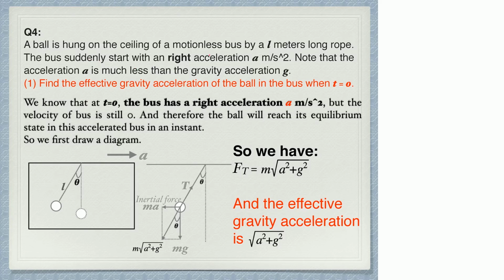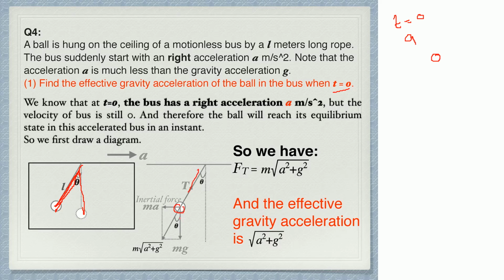First of all, we have to find the effective gravity acceleration of the ball in the bus at t equal to 0. At t equal to 0, the bus has a rightward acceleration a, but the velocity of the bus is still 0. Therefore, the ball will reach its equilibrium state in this accelerated bus at that instant. So see here, this is the equilibrium position and this is the position where it will go.